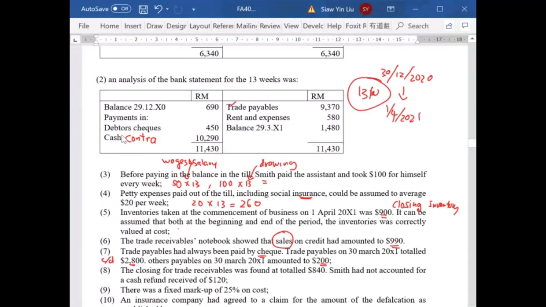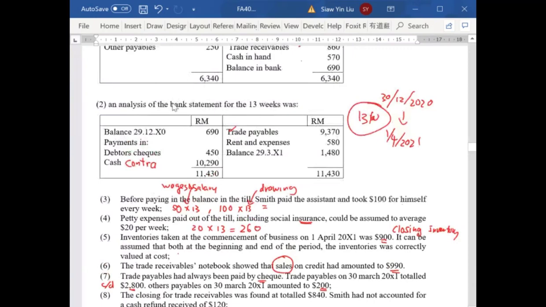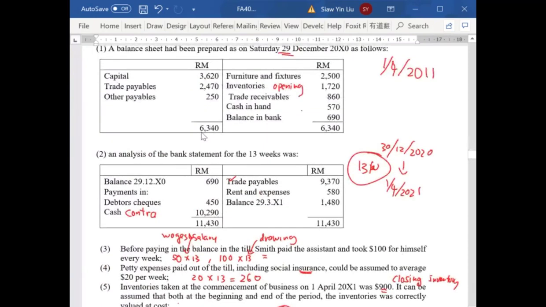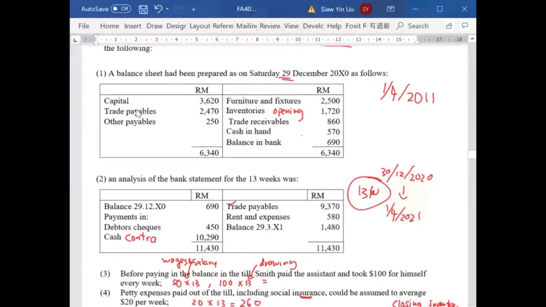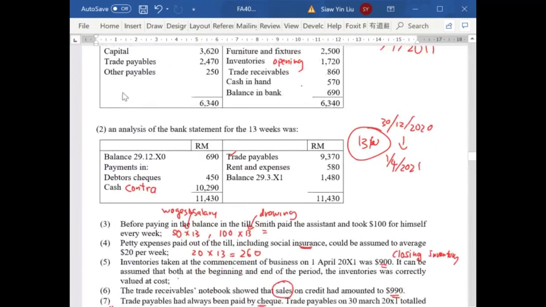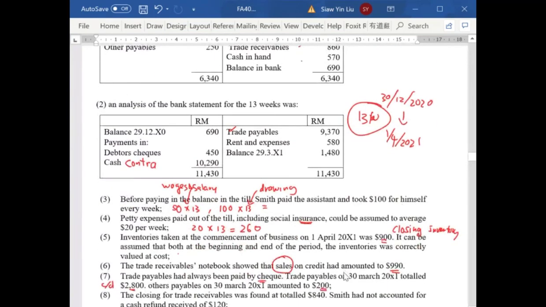But if you look at here, trade payable, you have this amount. Debtors pay, this is their payment, because this is the bank statement. And then if you look at opening here, this is the opening capital, opening trade payable, and opening payables. So opening payable is 250, closing payable is 200. By right, you have paid them.